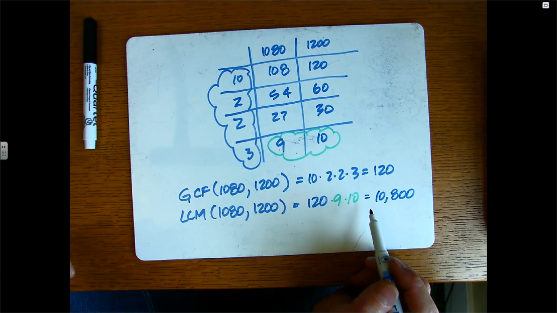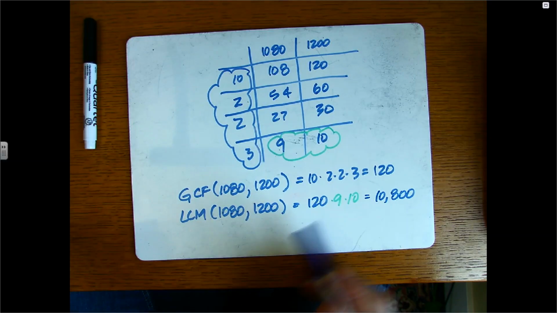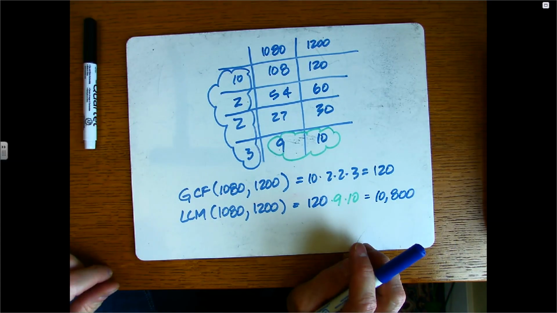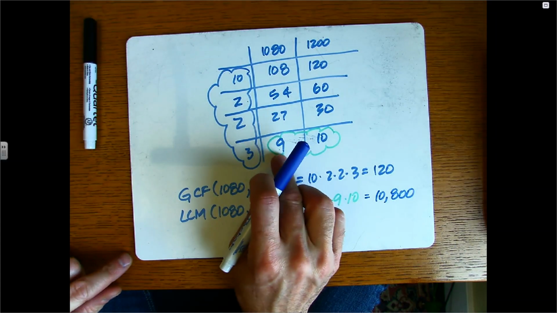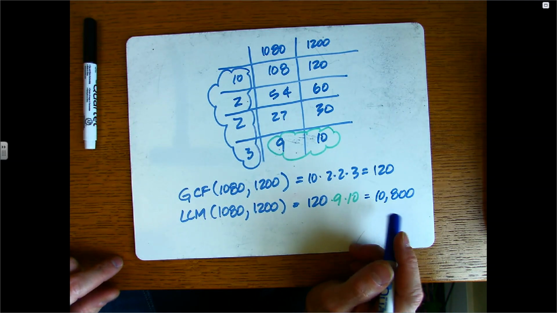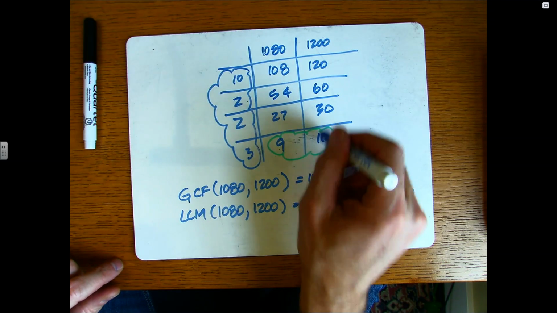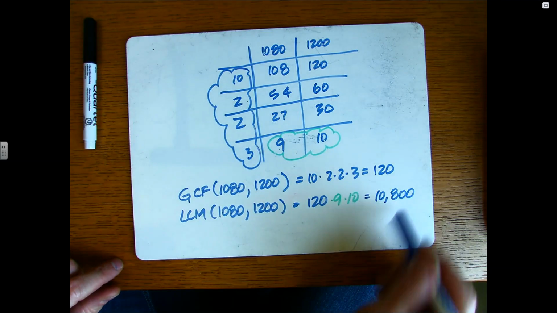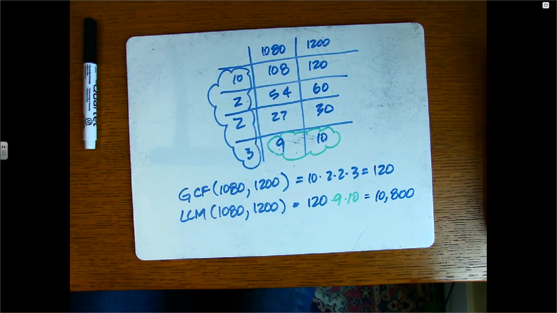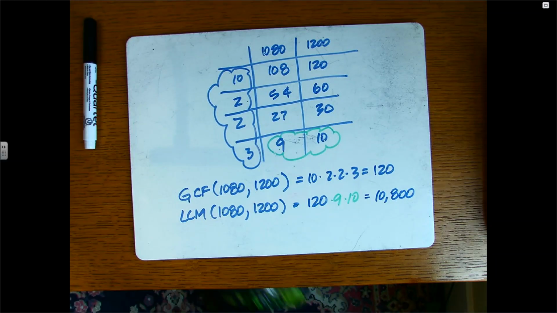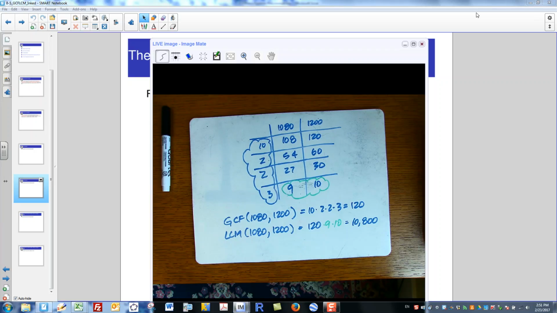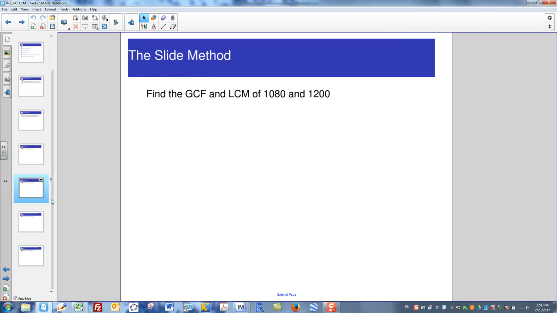So it's kind of interesting to see how the other piece, the unique piece in each one, turns out to be the multiple. 1080 times 10, 1200 times 9. That'll give you the 10,800. Okay, so that's one picture of the methodology to find LCMs and GCDs. Let's go ahead and talk about another view.